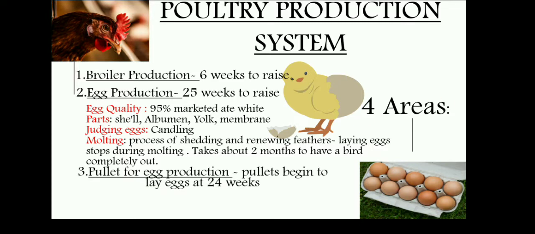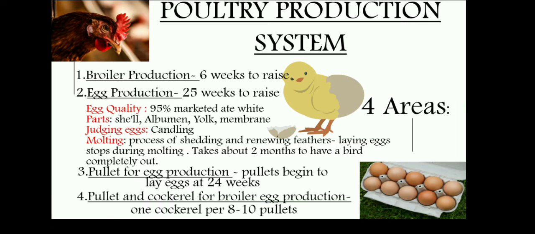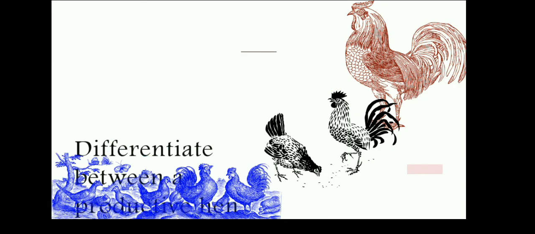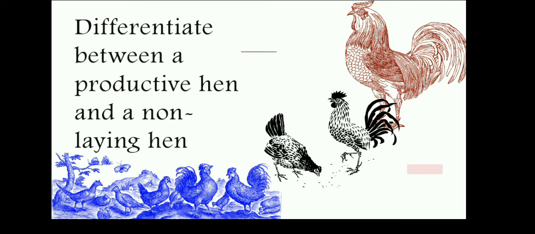The third area is pullet for egg production. Pullets begin to lay eggs at 24 weeks. The fourth is pullet and cockerel for broiler egg production. 1 cockerel per 8 to 10 pullets. Next slide is differentiating between a productive hen and a non-laying hen.